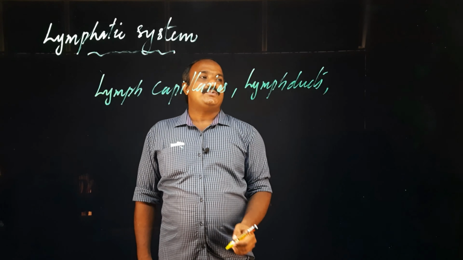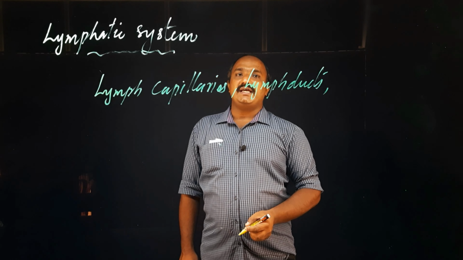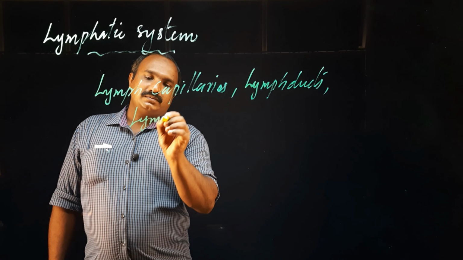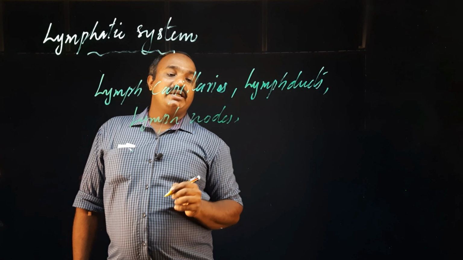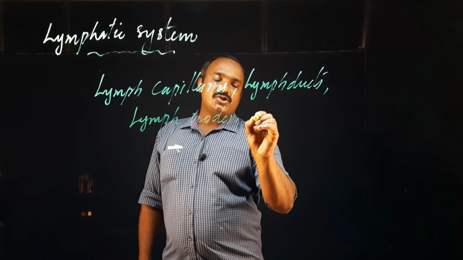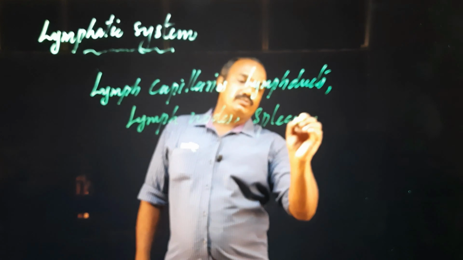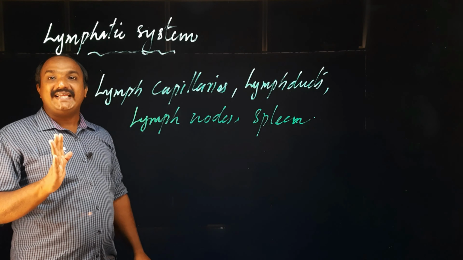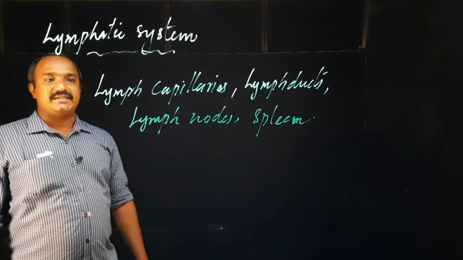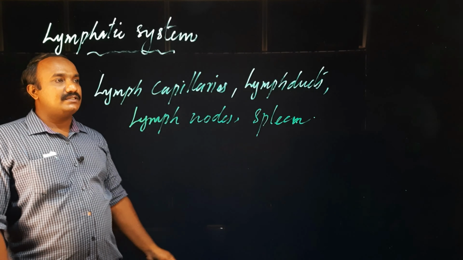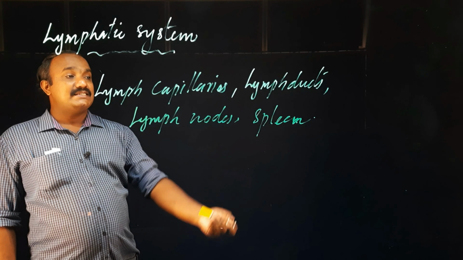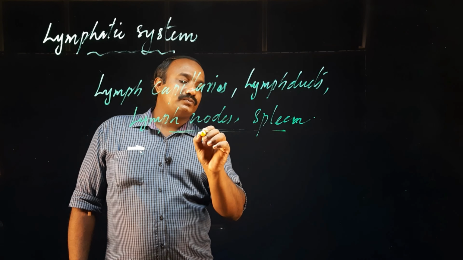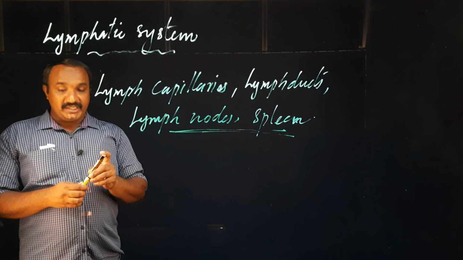Lymph ducts, two types of lymph ducts we have studied. One is the small lymph duct and the other one is the larger lymph duct. Both are lymph ducts. Another thing, lymph nodes, and the last one, these two are new to you, the spleen. So these four are the major parts of what? The lymphatic system, or major organs in the lymphatic system, which are the lymph capillaries, then lymph duct, lymph node, and spleen.